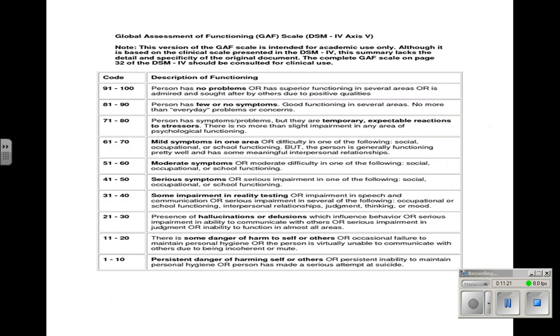All right. And finally, to give you an example of Axis 5, that global assessment of functioning, here are the codes for what they actually use in the manual. So like 91 to 100, a person has no problem and is able to function normally within society, and it goes through various different levels. Finally, down to anywhere between 1 and 10, they are a persistent danger to harming themselves or others, right? And many different ranges in between.